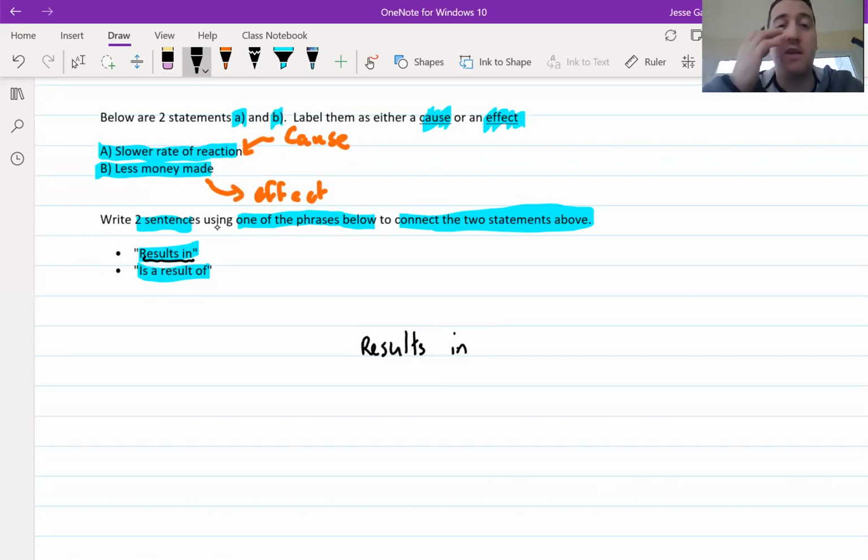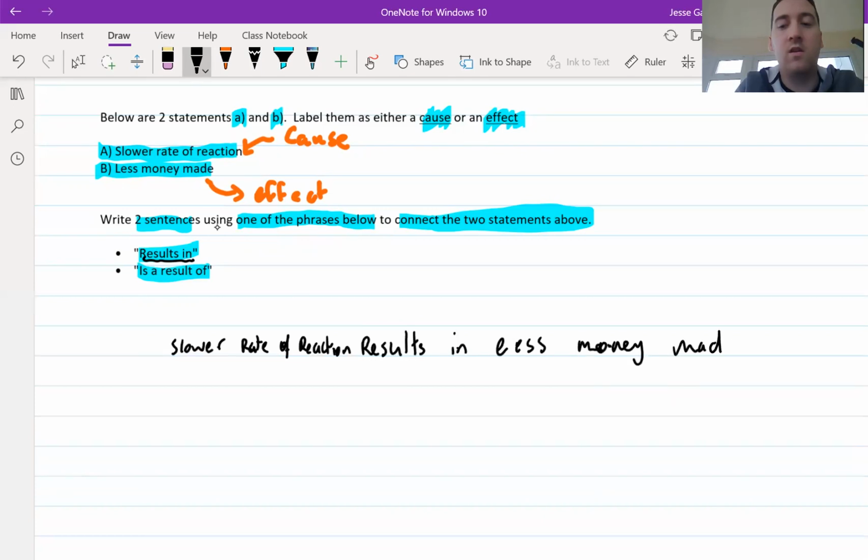So what's going to make sense? Slower rate of reaction results in less money made, or less money made results in slower rate of reaction? Well, to me, what makes more sense is if I say slower rate of reaction results in less money made. Does that sentence make sense? Let's examine it. Does a slower rate of reaction result in you having less money at the end? Yes, it does. That sentence makes sense.